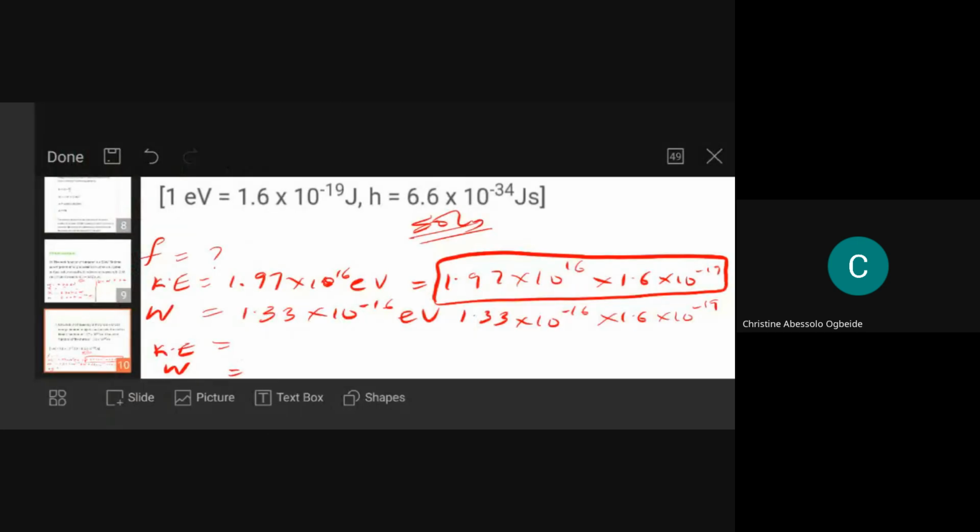Lucas, multiply that value and tell me what you have. Every one of you here present should have a calculator. I don't have my own calculator right here. And that's because I believe every one of you coming for a physics class should at least have a calculator. So please go back and check what will be the value when you multiply 1.97 times 10 to the 16 by 1.6 times 10 to the minus 19.